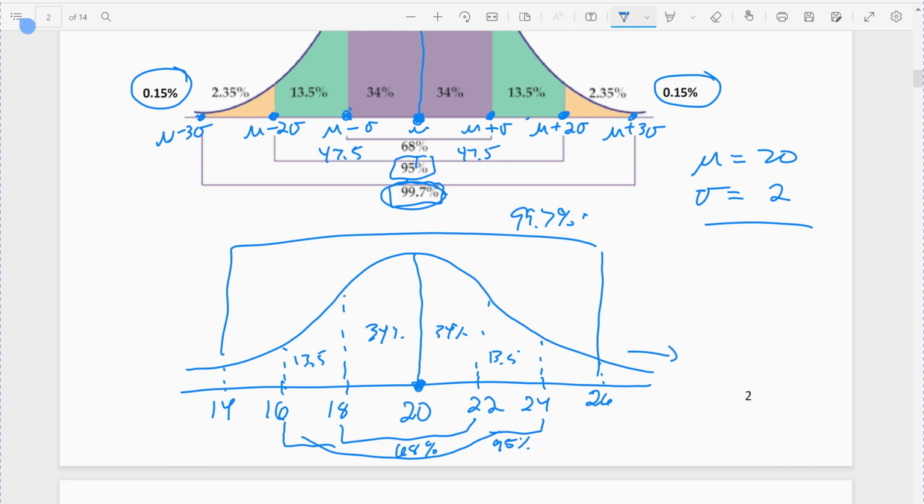Again, remember, that would be only 0.15%. 0.15% chance to be outside of 26 and 14. To be bigger than 26, there's only a 0.15%, and to be less than 14, there's only a 0.15% that land there. And so that's the rule of thumb for normal distributions, the 68, 95, 99.7 rule. And we're just going to practice this. We're going to do examples. So the next set of notes are going to be examples of this, and I'll just do one example at a time.